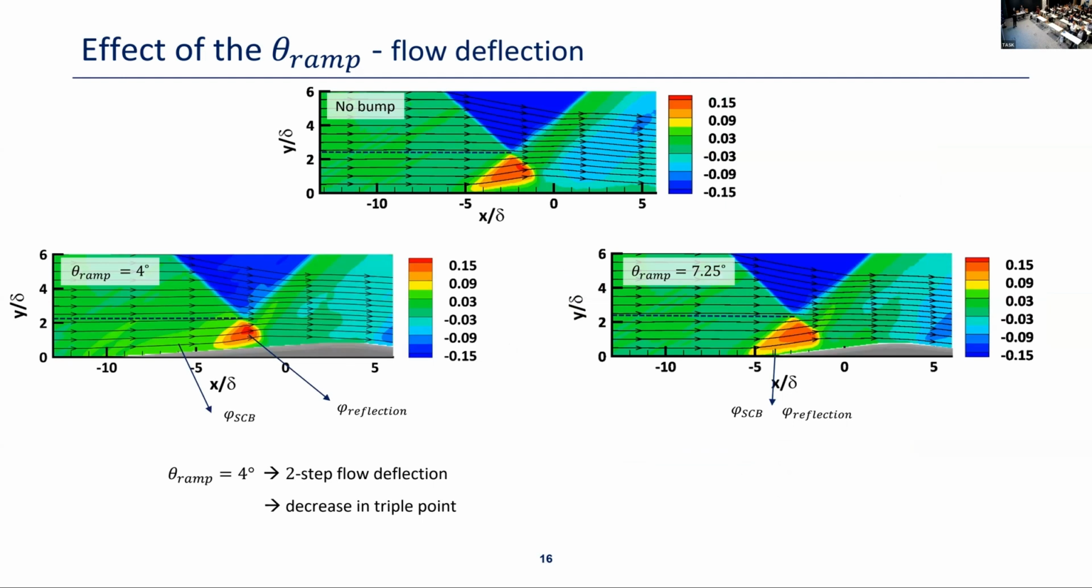And here we can see the wall normal component of three different cases. The first one is the uncontrolled no bump case. The flow is shown by the streamlines. And here we can see an area where the streamlines directly follow the separation bubble's shape.